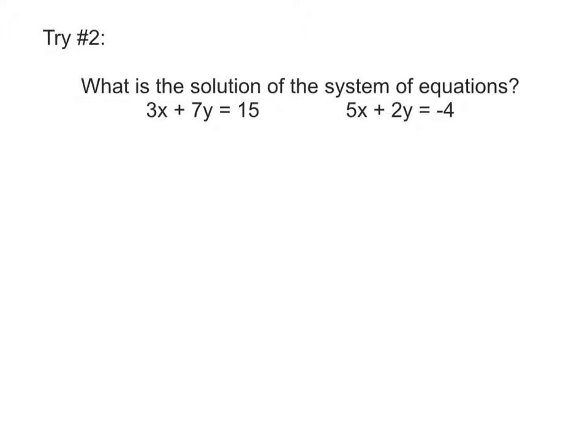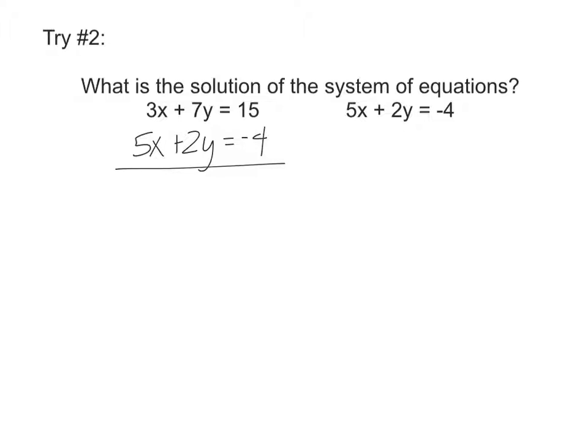Let's try that again. So we have, well, again, I need to stack them. So 5x plus 2y is equal to negative 4. Okay. If I want to eliminate the x's, my least common multiple is 15. If I want to eliminate the y's, my least common multiple is 14. So again, to deal with smaller numbers, technically the smaller least common multiple is 14. So let's go ahead and get rid of y's this time.